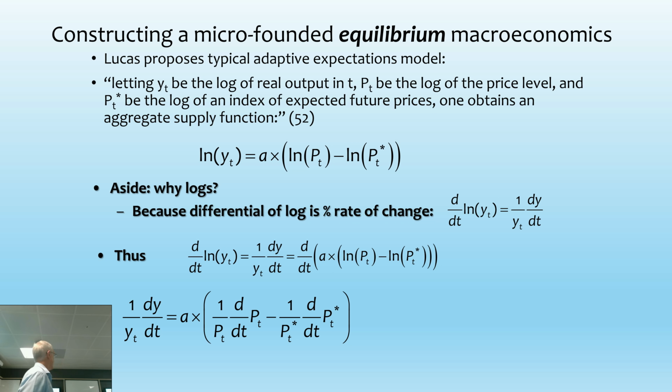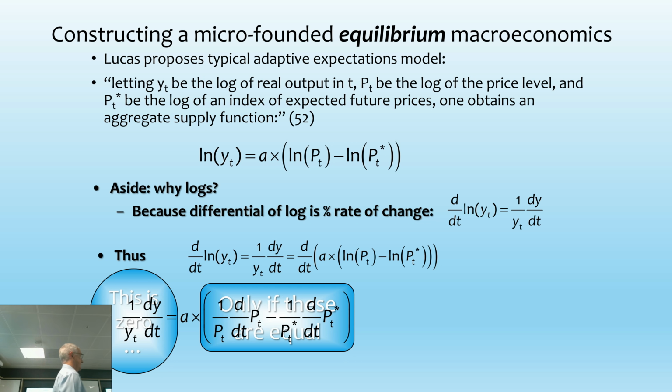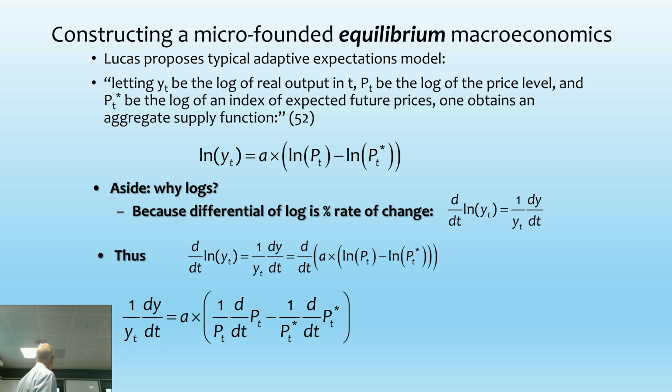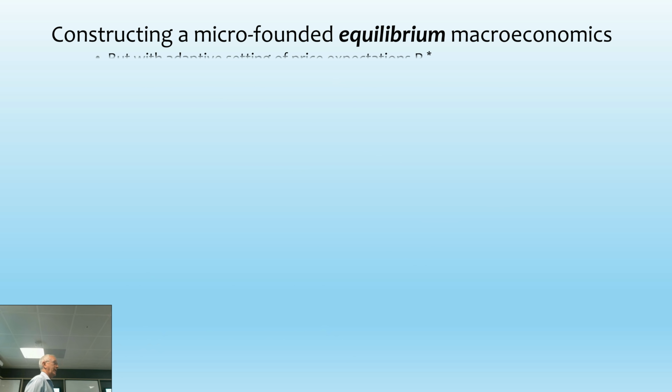So you will be on equilibrium if that gap is zero. Now, the only way that's going to be zero would be if the actual rate of inflation is the expected rate of inflation. Okay? And that's what he does.